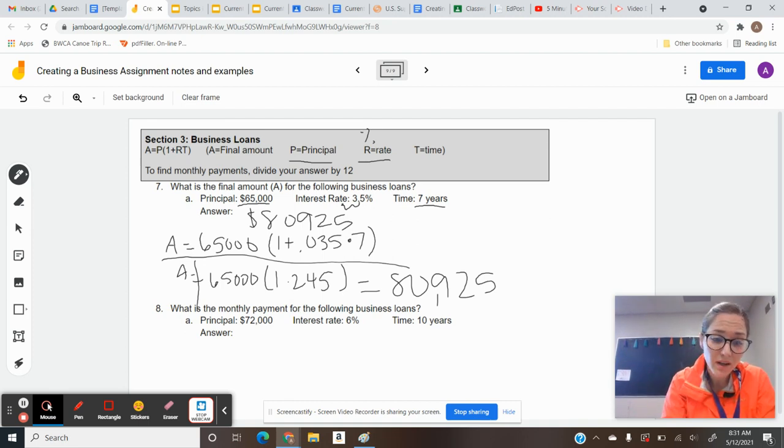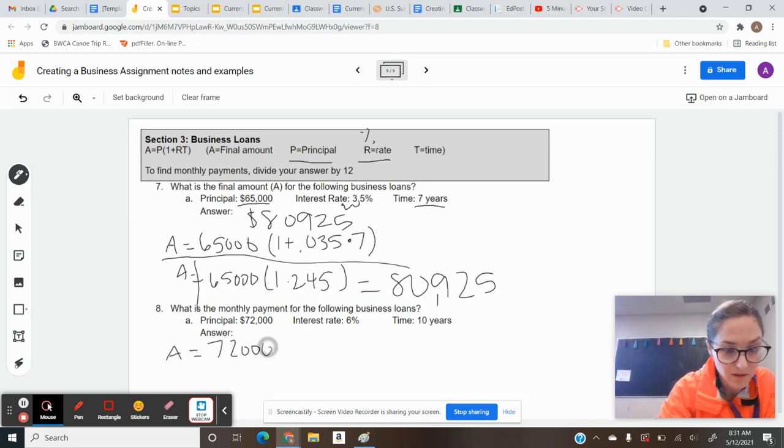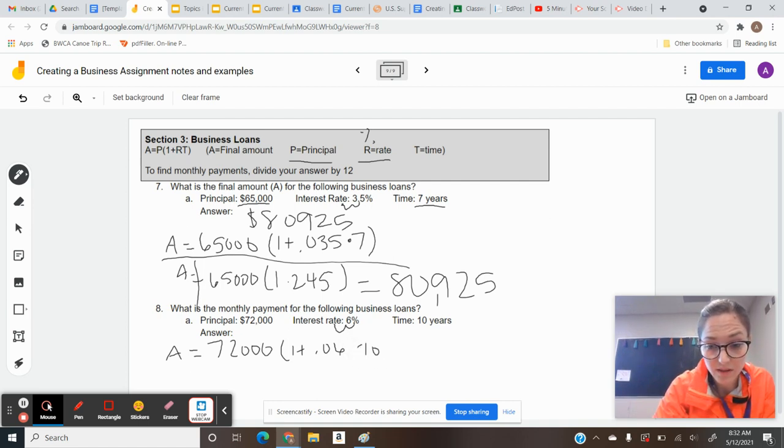All right, when you get to number 8, you're going to be pretty much doing the same thing, except you have one more step you have to do. Okay, so let's go ahead and figure out the total amount I'm going to be paying on this business loan for the 10 years that I have it by using this formula. A, meaning the total amount or the final amount, equals the principal, 72,000, multiplied by 1 plus 0.06. I just took this percent and made it a decimal by moving the decimal point over 2 places to the left, times 10.